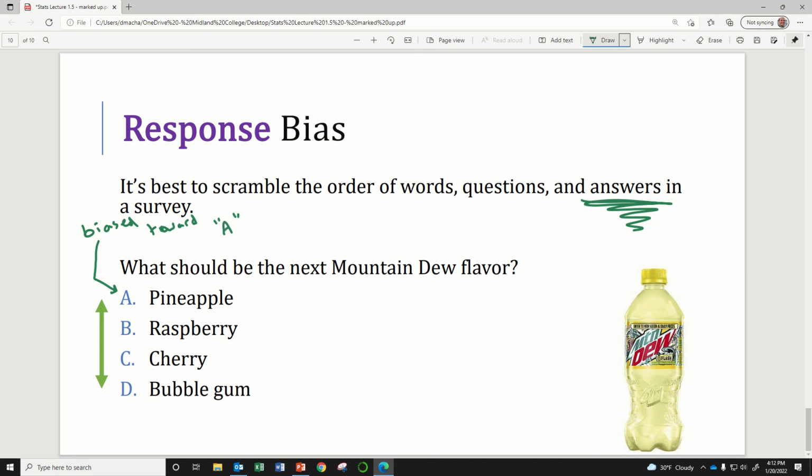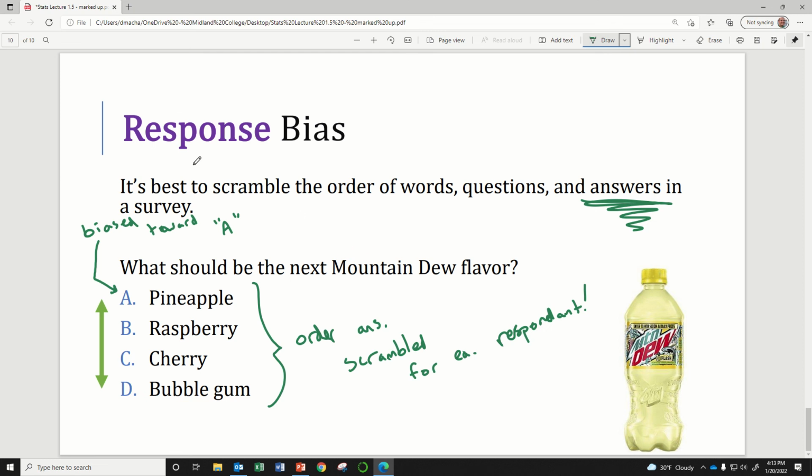And so just to make sure that pineapple doesn't win by nature of being placed first in the survey, each time someone receives one of these surveys, the order of the answers needs to be scrambled or randomized for each respondent, just to make it fair for all of the possible answer choices.